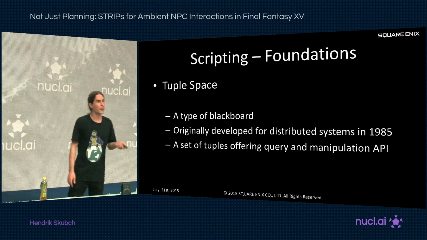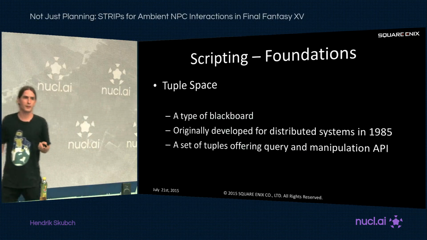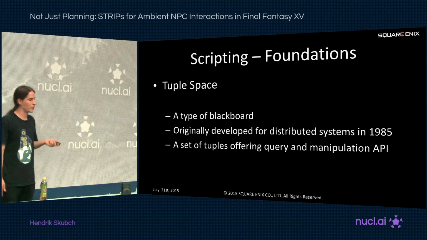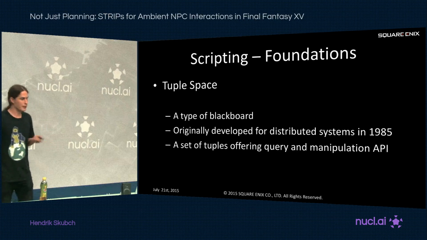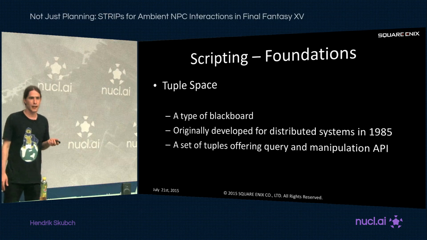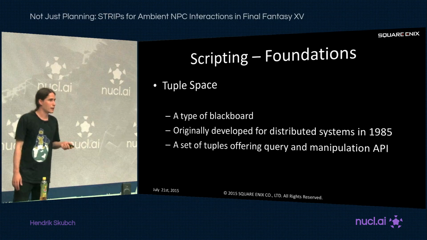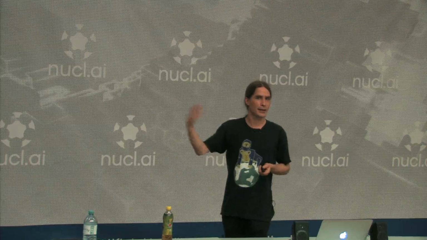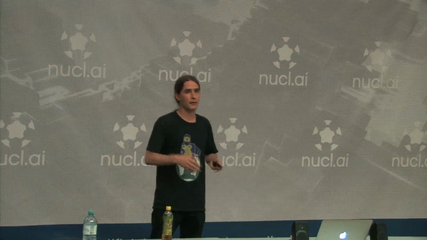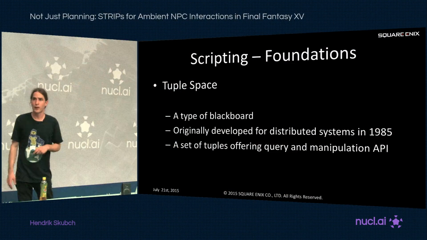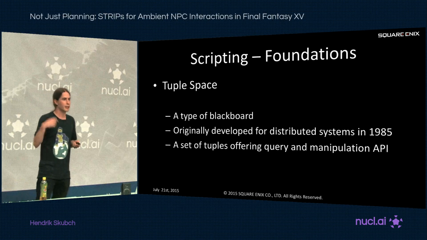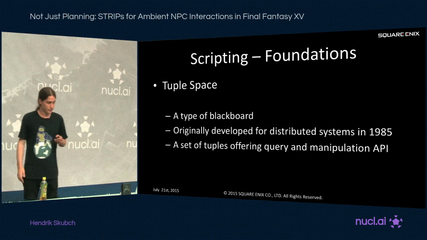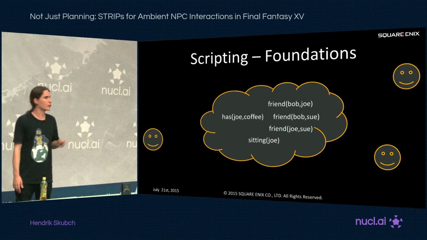Instead, we combine this with tuple spaces, which are basically just blackboards. Originally, they were developed for distributed systems in '85, so also pretty old. But if you strip away everything you need for the distributed system to work, so all the consistency semantics and the like, what you're left with is a set of tuples, so pairs, triples, quadruples, and so on, with a little API to manipulate that and to query that. It could look roughly like this.